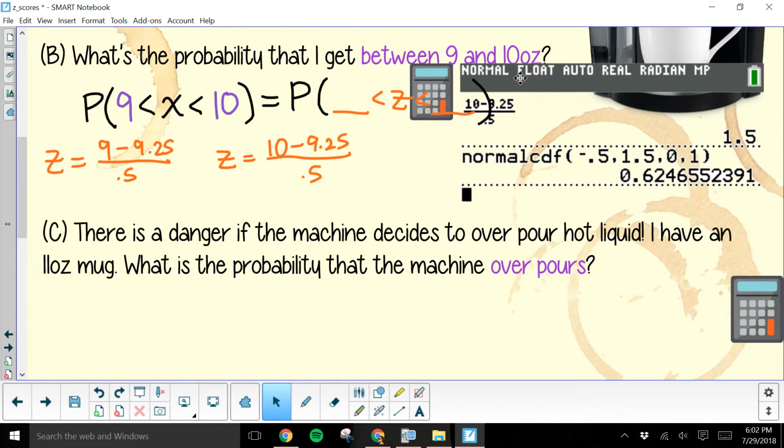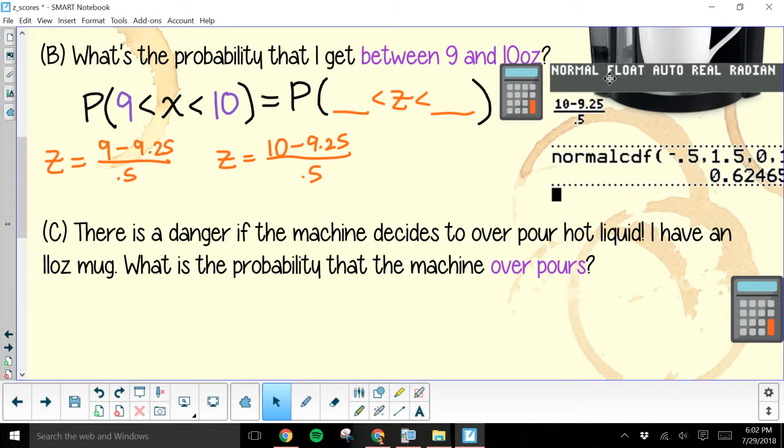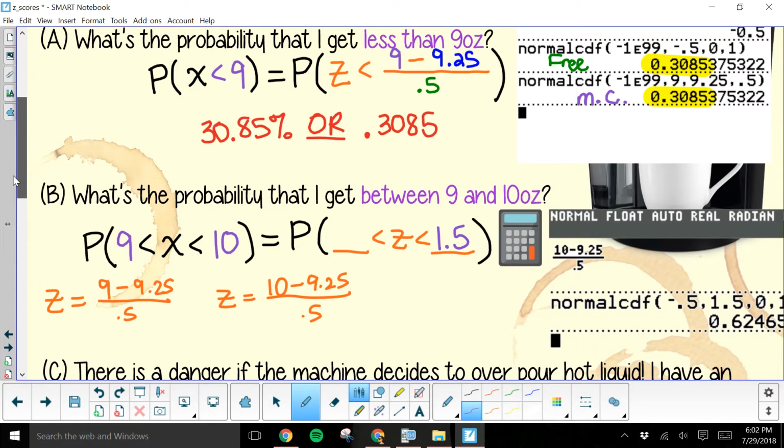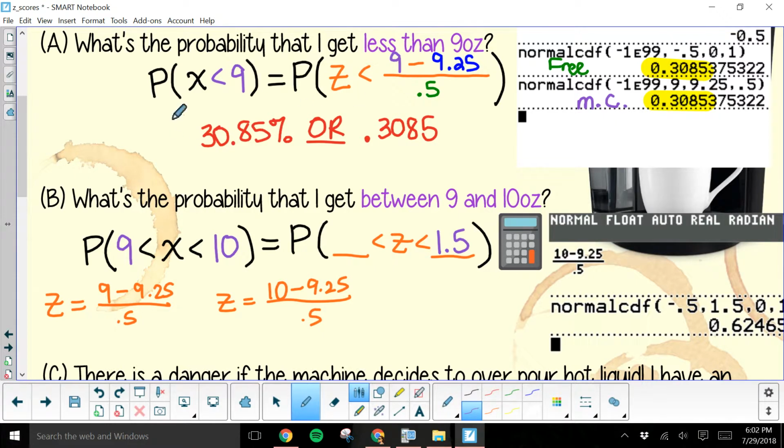So again, here's that z-score. So for 10 is 1.5. Notice the 9 ounces, we already did that one above. So if this is a free response question, no, you don't need to perform the calculation again. So since we already did 9 up here, you can just put that right down there. And then notice that's exactly what happened on here. So here's the lower, here's the upper. So the chances that I get between 9 and 10 ounces is 62% or 0.62.